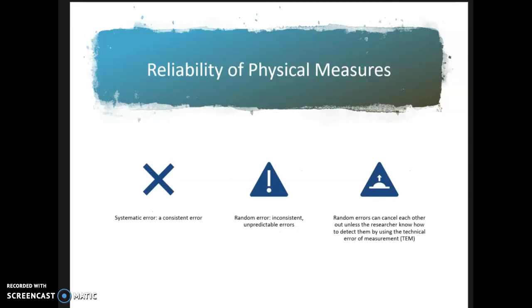So when we're looking at those measures, we want to look at where those errors can occur. And again, this is really important when you're reading the different research articles. We want to look for systematic errors, a consistent error that occurs, or if there's a random error, that they're inconsistent or unpredictable errors. And then there's random errors that can cancel each other out.